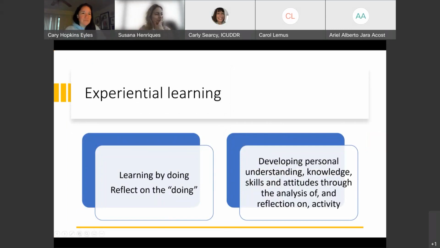All right. So what is experiential learning? We know that it's part of Knowles's theories of andragogy. And basically, it means that we learn by doing and reflecting upon that doing, and so developing personal understanding, knowledge, like Carol talked about, skills and attitudes, which I thought was a really interesting differentiation between training and education or teaching. And then through the analysis of and reflection on the activities. And so that's both in the classroom, in work, and in our lives.